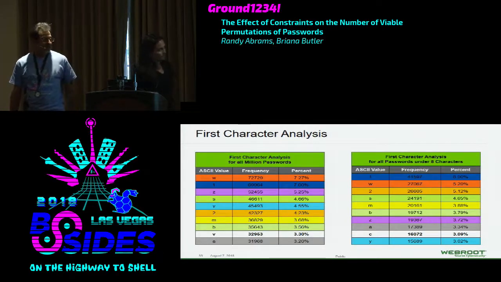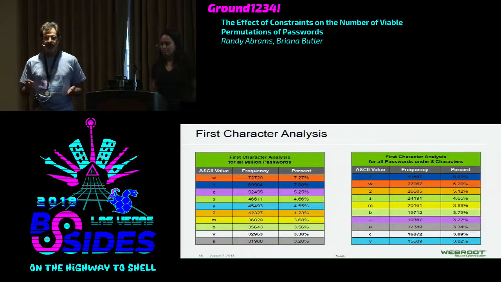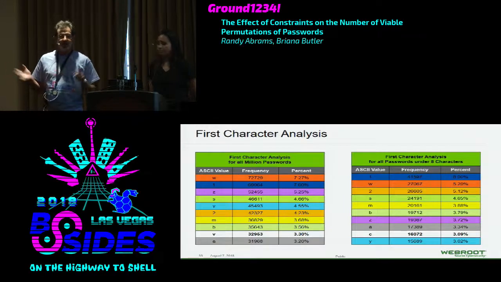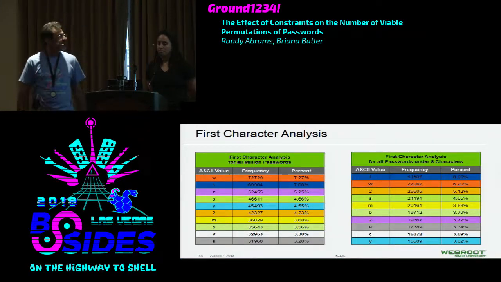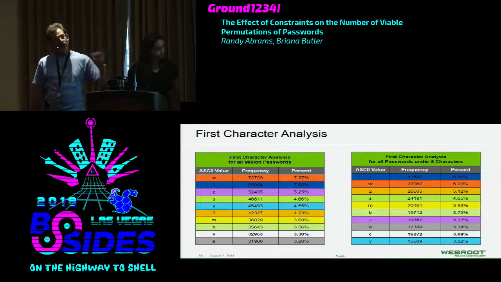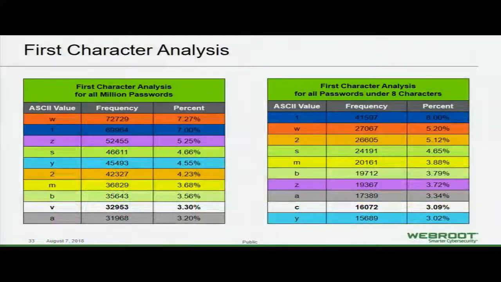First character analysis was really fun, and we were blown away. W came out on top, and of course you expect number 1 to come out on top, 1, 2, 3, 4, and so on. This was across all million passwords. If you looked at the shorter ones, then you see that number 1 comes in number 1, and how did W come in number 2? That was baffling to me.